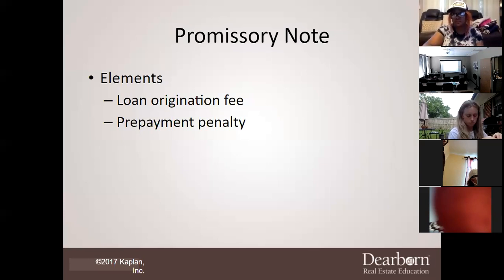Would that be the same case if you were to sell the property? If you were to sell a property, is there a prepayment penalty? It's mostly the buyer, is that correct, Dustin? Wouldn't it go to a different lender in that situation? So here's what ends up happening. Prepayment penalty comes down to this, okay?